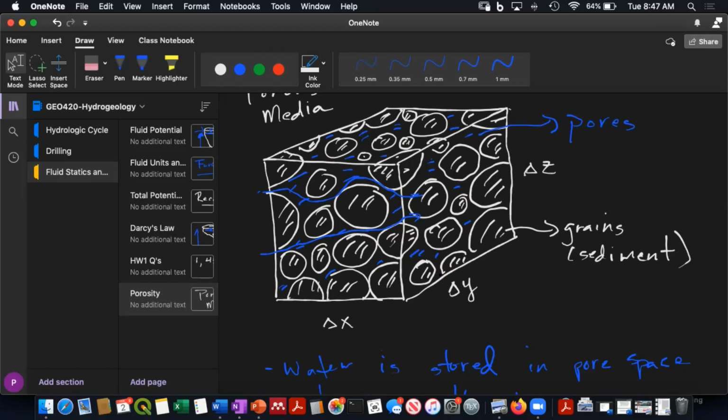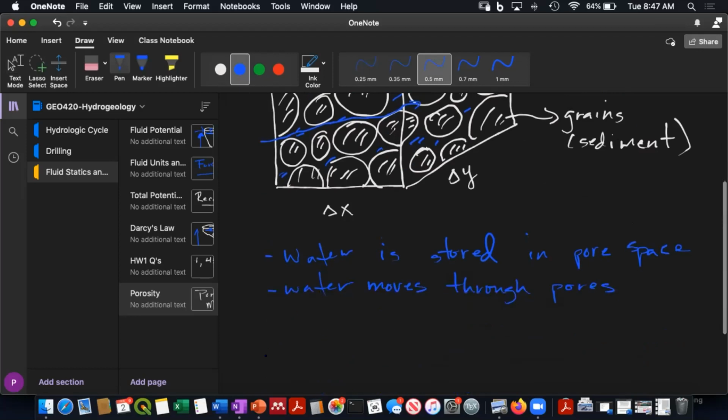So the first and most fundamental property we're going to talk about is a property called porosity. Porosity is the ratio of the volume of void space or pore space to the total volume of our REV. Porosity.